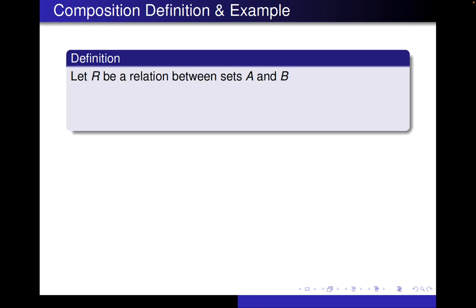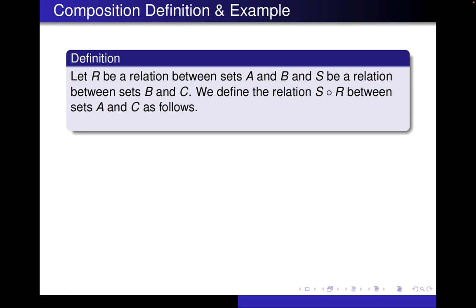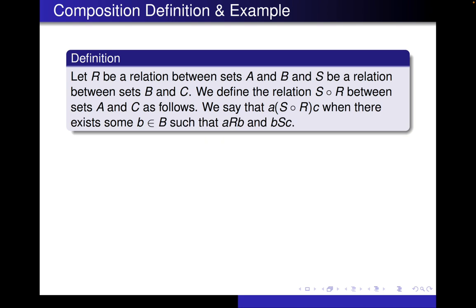So here's our formal definition. Let R be a relation between the sets A and B, and let S be a relation between the sets B and C. We define the relation S circle R between the sets A and C as follows. We say that A and C are related under S circle R when there exists some little b in B such that A is related to B under R and B is related to C under S.